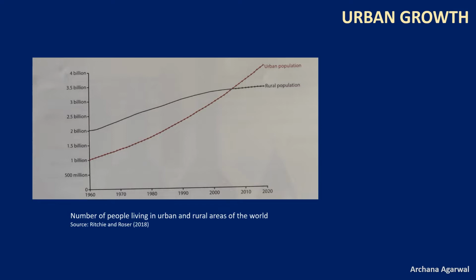From the graph on the screen, it can be observed that in 1960, the population in rural areas was twice as high compared to the urban areas, but it equated in 2007. However, by 2016, the urban population increased to 4 billion, while the global rural population increased to 3.4 billion, reflecting an increase in the urban population over the rural population.